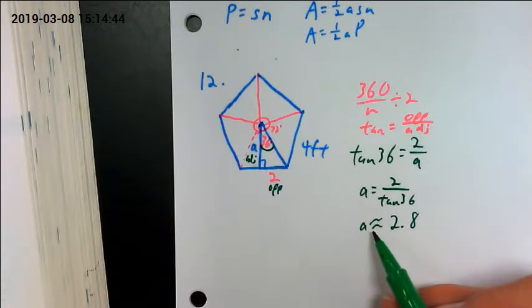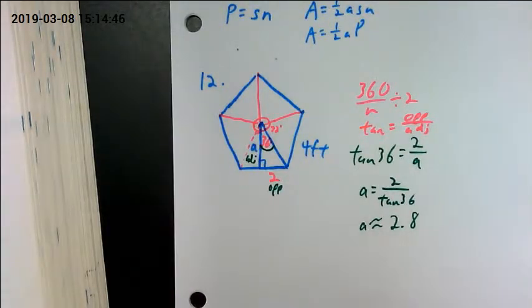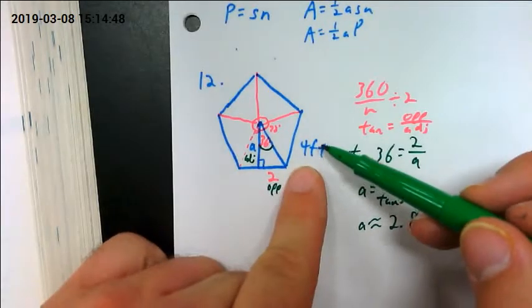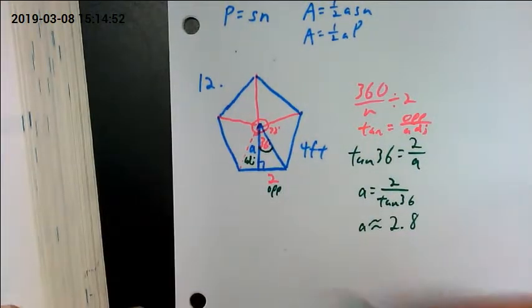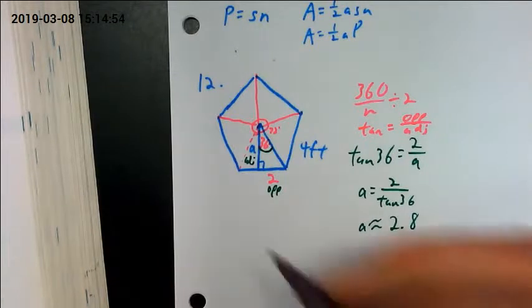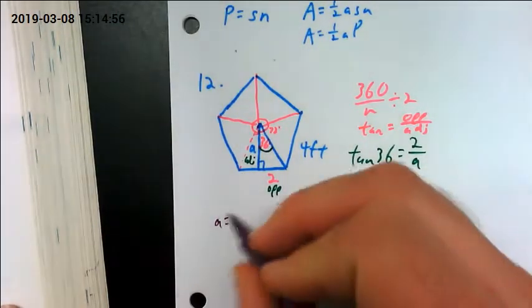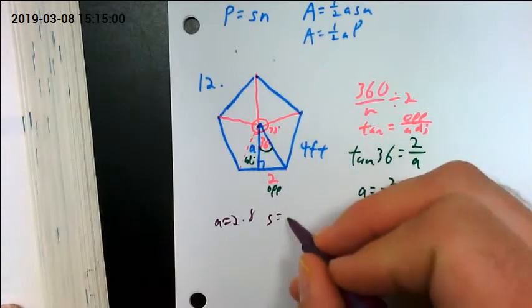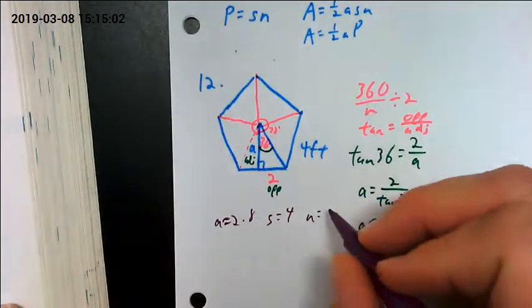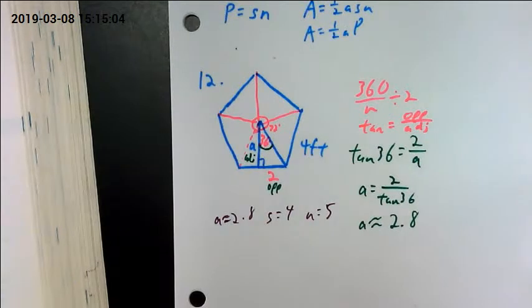So now, we have our apothem. We now have all the pieces we need, because we have our apothem, we have the length of the side, and we know the number of sides is 5. So we have all 3 pieces. If you want to, you could write it down so that you can see. A we know is 2.8, approximately. S we know is 4, and N is 5. So, we have all the parts we need to plug into our formulas.